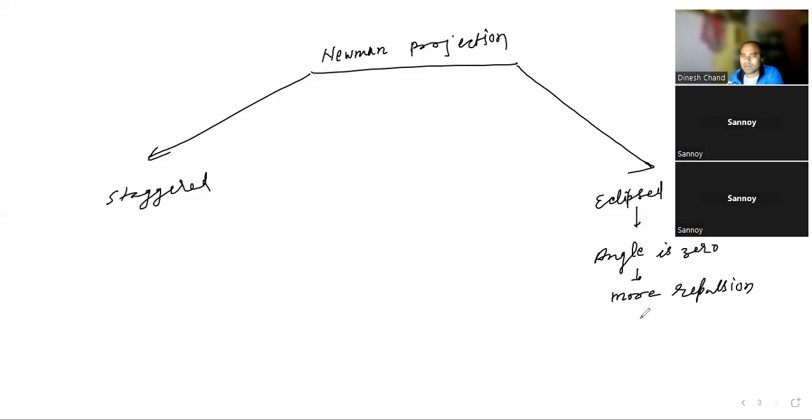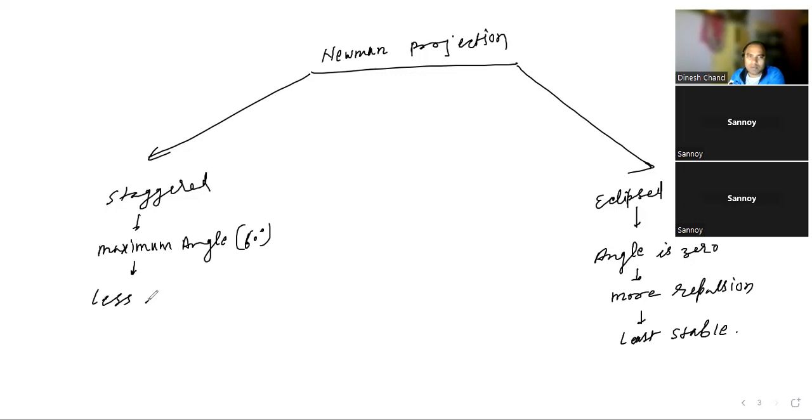Repulsion. More repulsion. Less stable. Least stable. Okay. Maximum. This is the maximum angle. How is the maximum angle possible between three hydrogens? 60 degrees only. But the angles should be equal. Less repulsion, and most stable. Now, let us try to draw this structure.